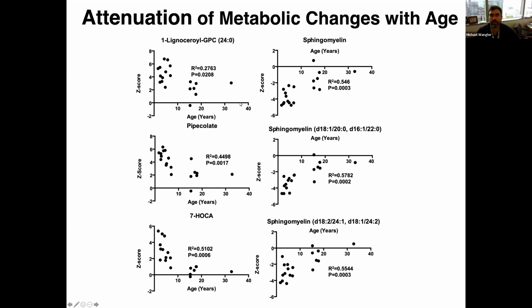Another thing that I think was interesting is that we saw that things that were abnormal in the Zellweger spectrum were not abnormal across ages. Here, each point is an individual, and across the x-axis is shown how old they were at the time we collected the sample. What you can see is that individuals who are younger actually had more significant changes. And then with age, a lot of the biochemical features seem to normalize.